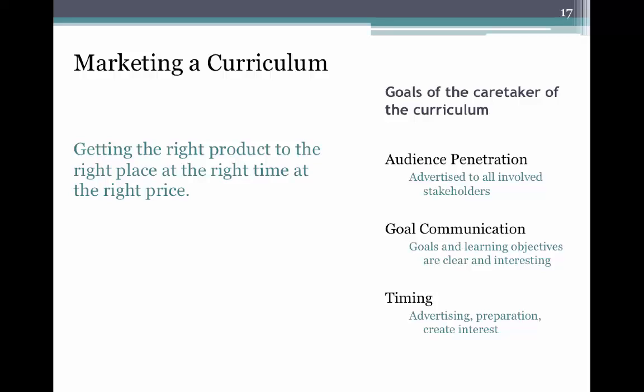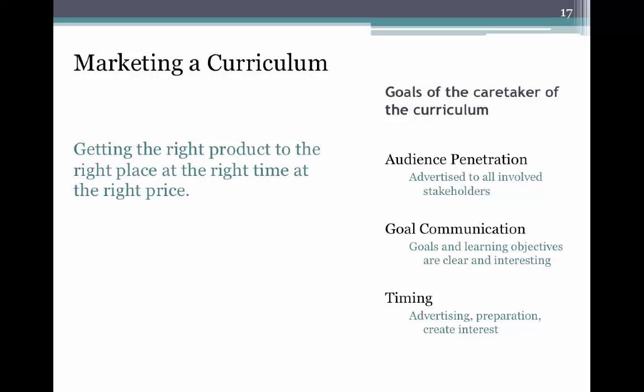Your curriculum will need to be advertised in such a way that all involved stakeholders, learners, as well as faculty members, are aware of the curriculum. This can be done in a variety of ways: person-to-person, email, website, or even during morning reports. Within this advertisement, the goals and objectives of the curriculum must be clear to the stakeholders, as well as interesting.